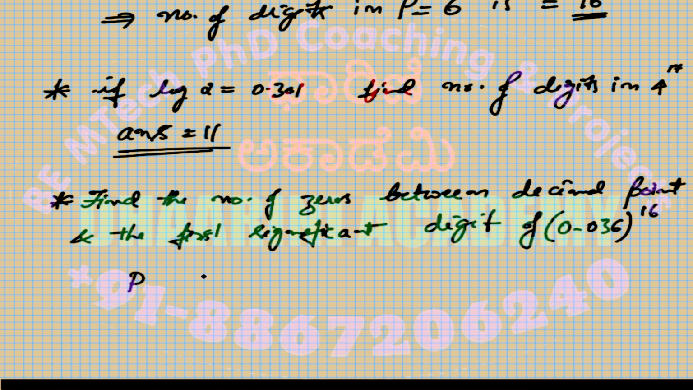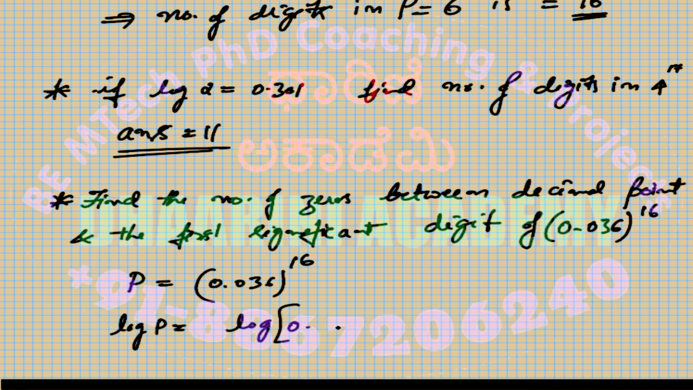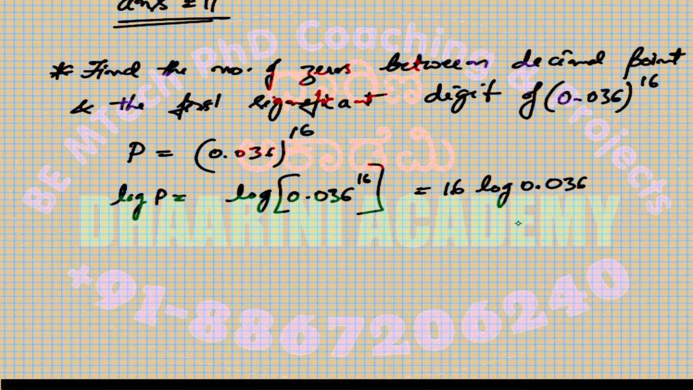So we'll start with this. Let's say P is equal to that number which they have given, 0.036 to the power 16. So I'll take log on both sides. So log P is equal to log of 0.036 to the power 16. So 16 comes down, 16 times log of 0.036. I don't know the value of log of 0.036, so I have to write it in some fashion.